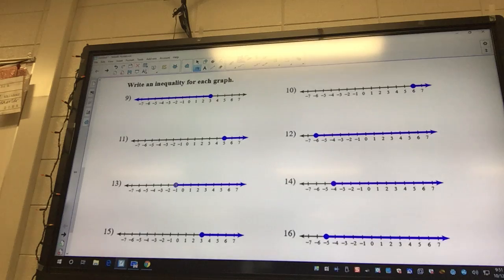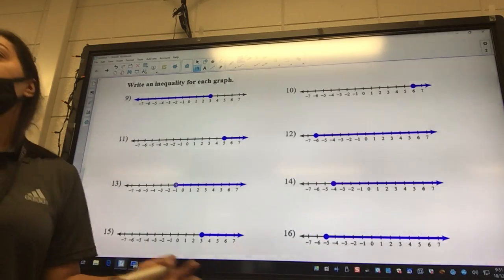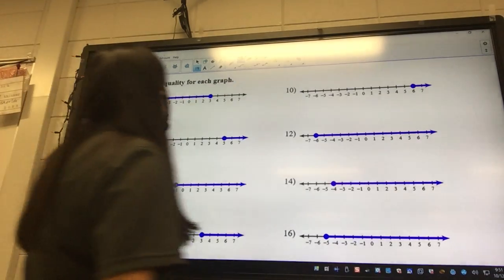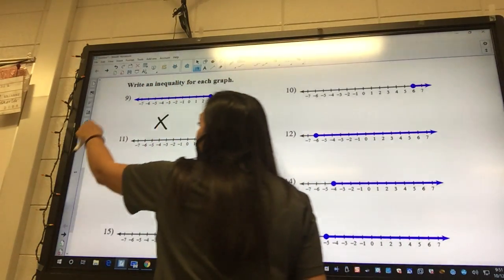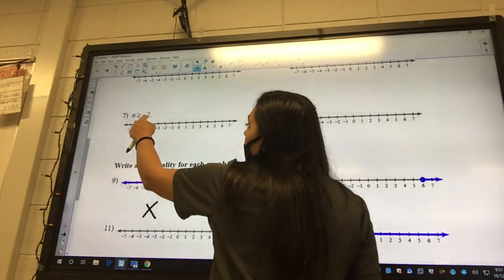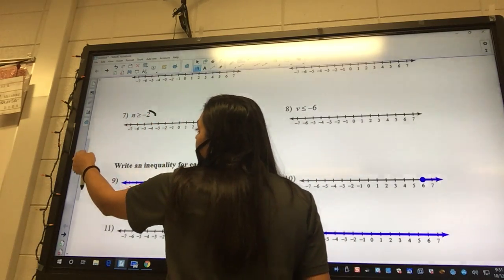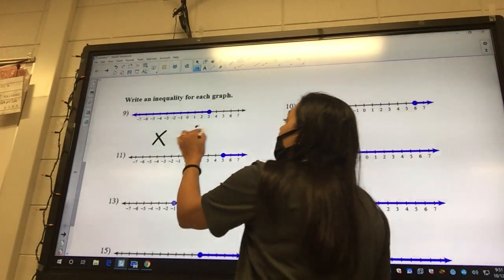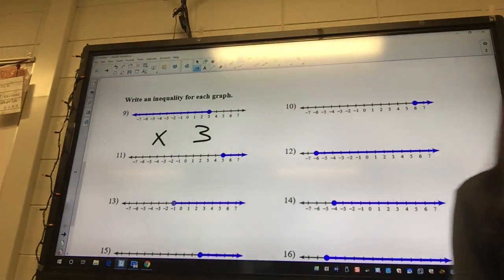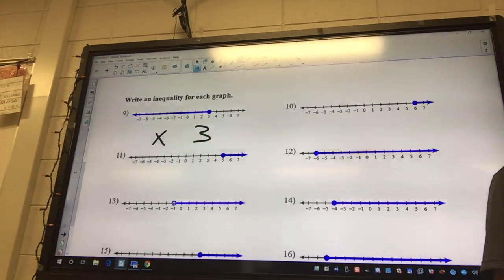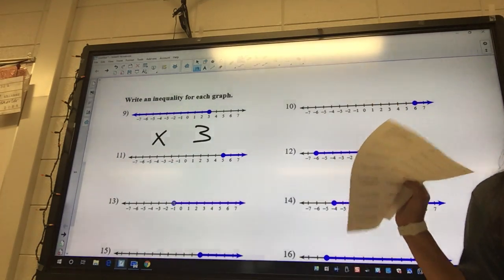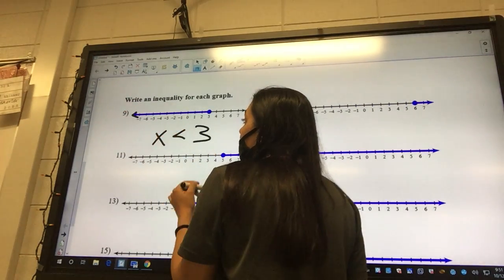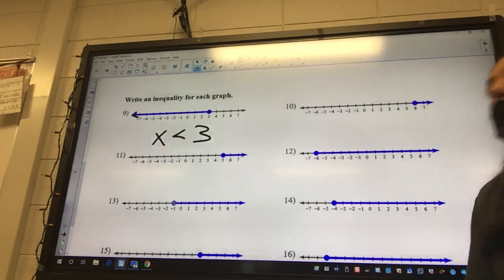If we look at number 9, we can set up some things for sure without doing anything else. We know our variable is going to be x, because this one we're going to write the inequalities. They've already given us the graph, so now we need to write it. We've got x, and what's our number? 3. Is it open or closed? Closed. And which way should it be pointed? That means my arrow should be like this. Should it have a line under it or not? Yes.